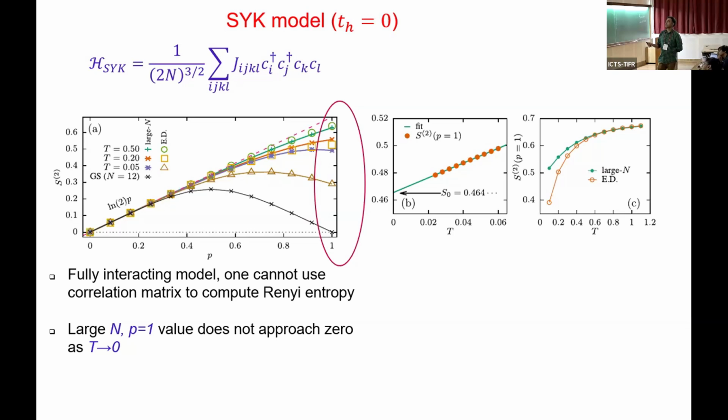You can take this value and try to extrapolate. If you extrapolate, you will get exactly that residual entropy. And you can analytically show that it is extrapolating to the residual entropy.